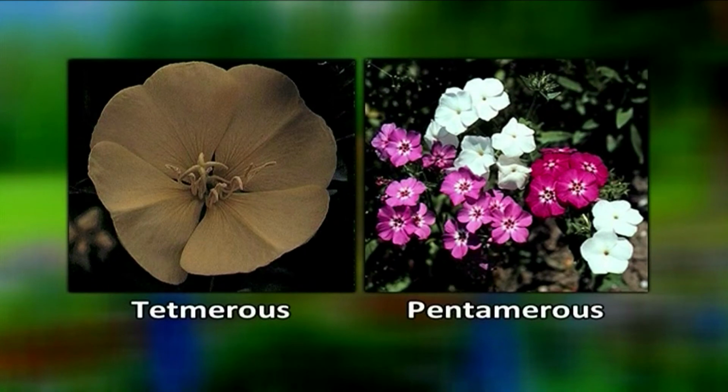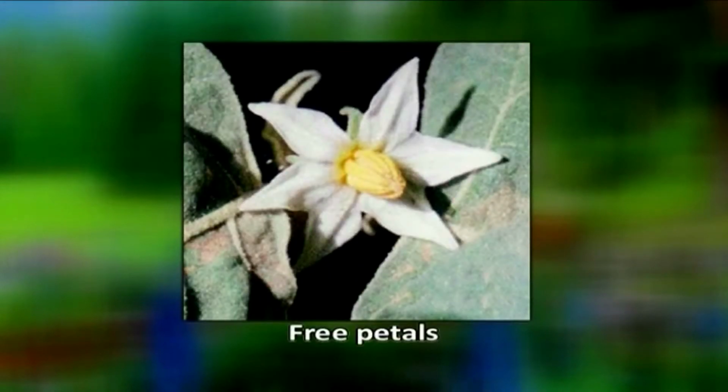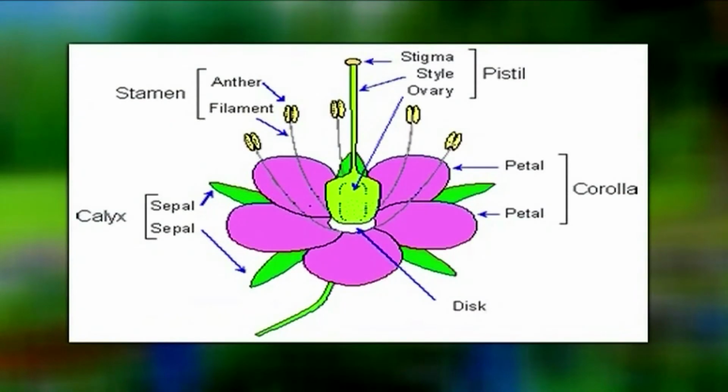It includes 3 subclasses: Polypetalae, Gamopetalae and Monochlamydeae. Subclass first, Polypetalae. Plants having flowers with free petals come under Polypetalae. The flowers are with distinct calyx and corolla. It is further divided into 3 series: Thalamiflorae, Disciflorae and Calyciflorae.